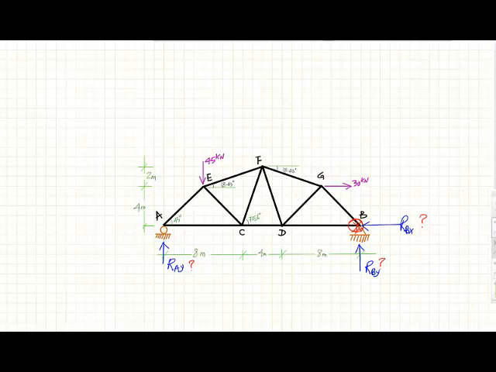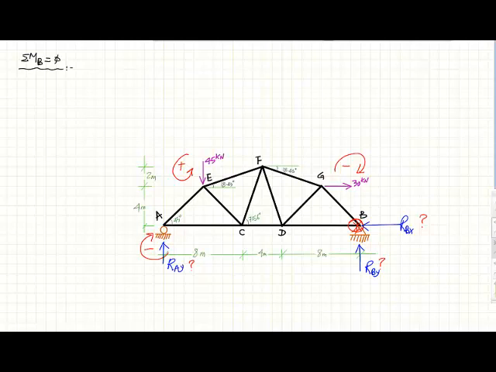So we'll do the sum of all moments about point B equal to 0. Before we do the numbers, we need to see what the rotation direction is for each force. RAY will cause a rotation clockwise, which is negative, and the 45 will cause a rotation counterclockwise, which is positive, and the 30 will cause clockwise rotation, which is negative. These are the three forces that will cause rotation about point B.